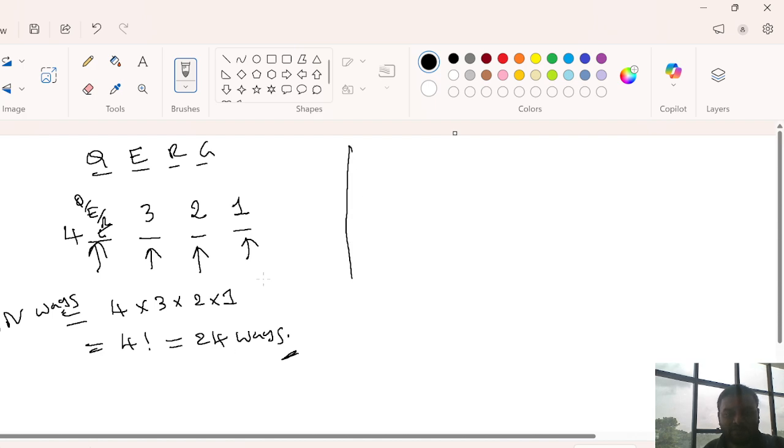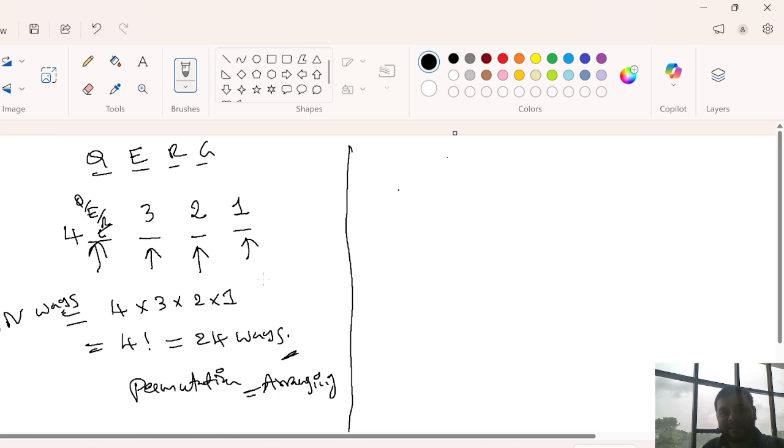This is one example. This is the example for permutation. That is arrangement. We are just arranging the papers here. Now let us write one more example.